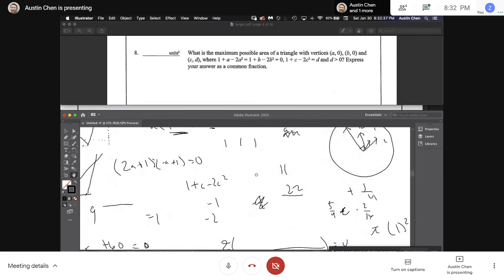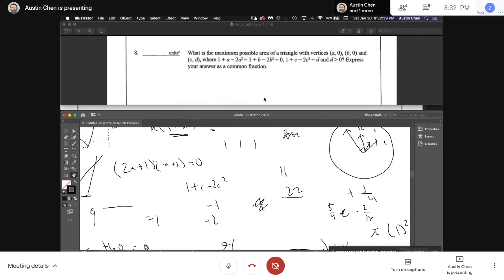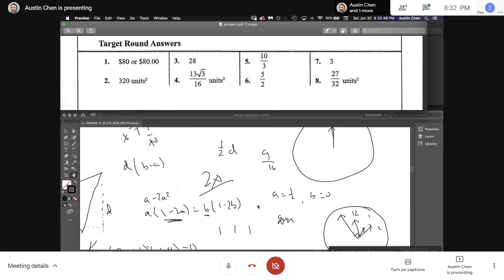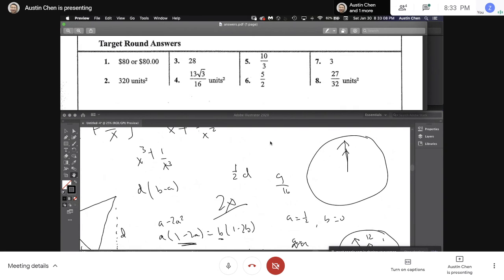Oh boy. What is correct? It's 27/32. That seems awfully suspicious. Kind of close to it, aren't we? Just need a 3/2 on it. Now, where can the 3/2 come from? Let's see here.